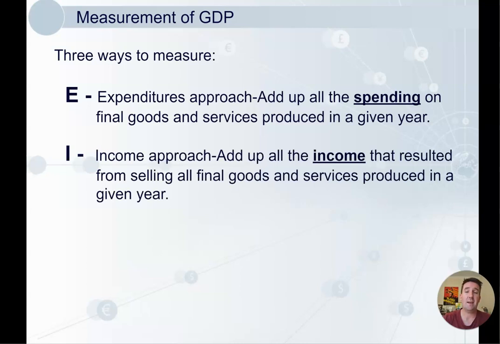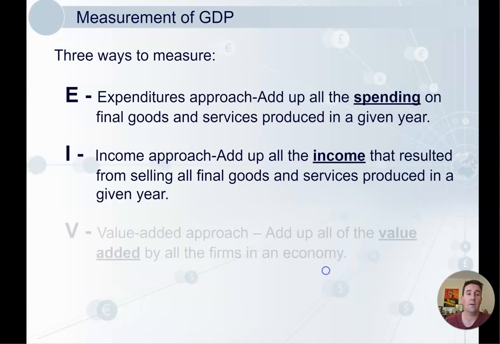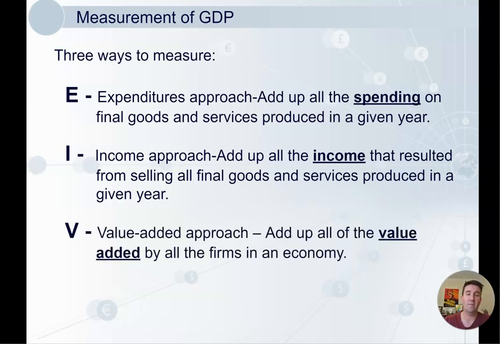There's also the income approach. So all the income that we earn from selling all final goods and services produced in a given year, if we add that all up, it'll be the same as what we have spent, right? It'll equal. And there's also the value added approach. We'll go through this more in class, but I want this in your notes. So it adds up all the value added by all the firms in an economy.